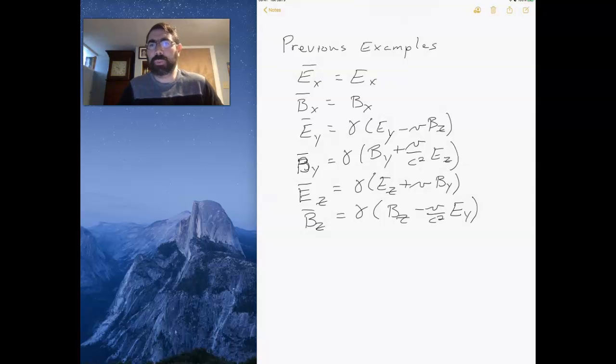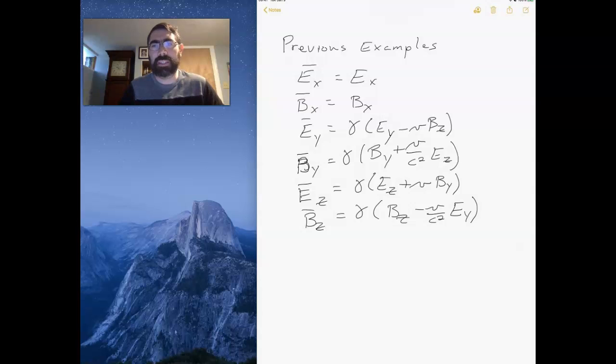From the previous example, what we found was this interesting relationship between the electric and magnetic field measured in a frame S and the fields measured in a frame S bar, where S bar is moving relative to S with a velocity v. And so these are the relationships we found, assuming that the velocity is in the x direction.